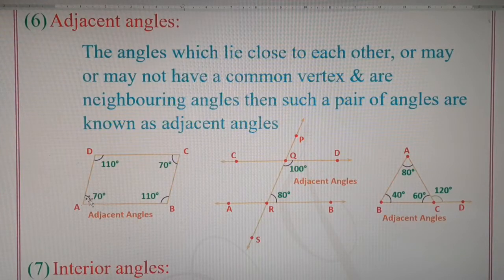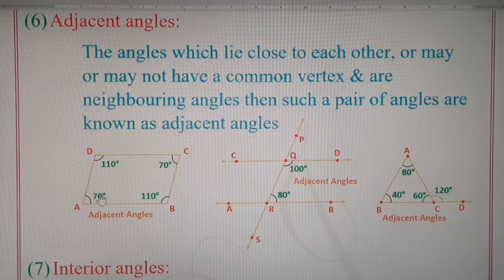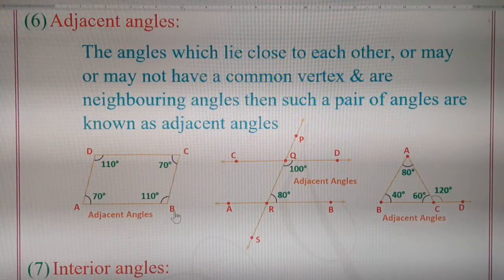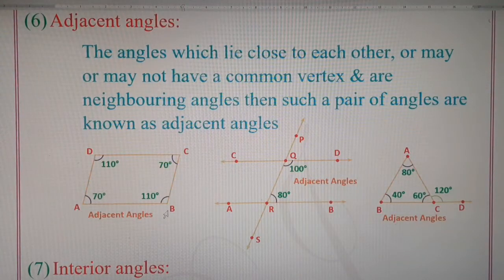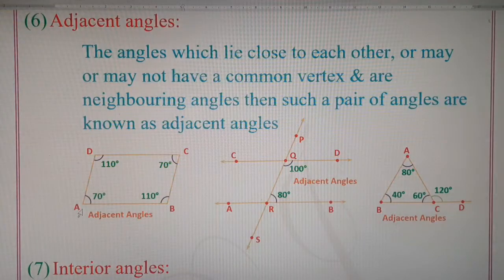While in a parallelogram, adjacent angles are supplementary. So if angle A is 70 degrees, then its adjacent angle or the neighboring angle will be 110 degrees, because the sum total of both these angles will be 180 degrees. 70 degrees plus 110 degrees will be 180 degrees. So we have to remember, in a parallelogram, adjacent angles are supplementary while opposite angles are congruent angles. So here angle A and angle C are said to be opposite angles. Angle B and angle D are said to be opposite angles, while angle A and angle B are adjacent angles. Angle B and angle C are adjacent angles. Angle C and angle D are adjacent angles. Angle D and angle A are said to be adjacent angles.